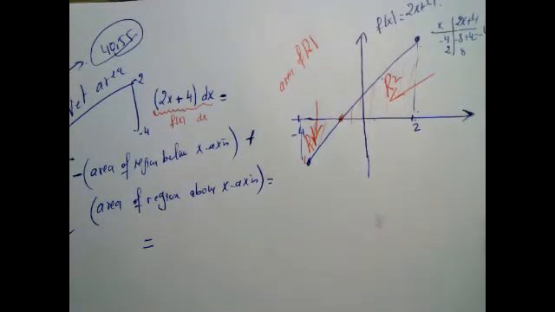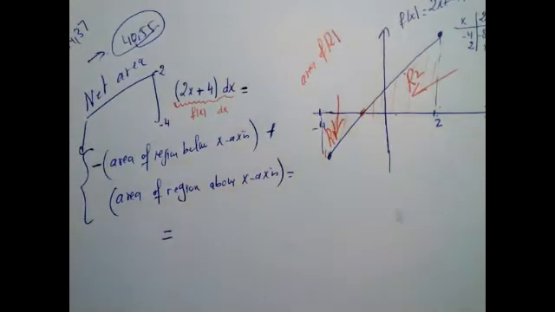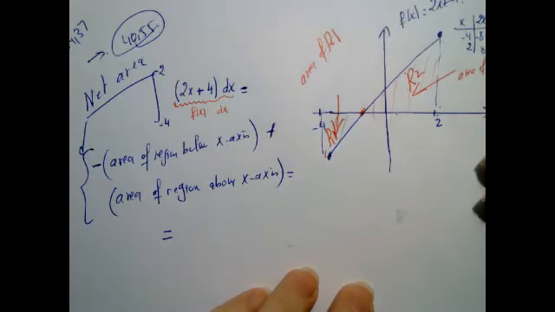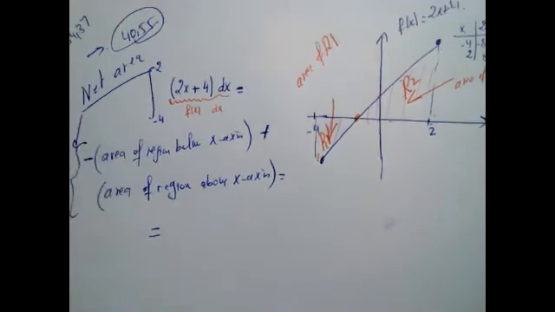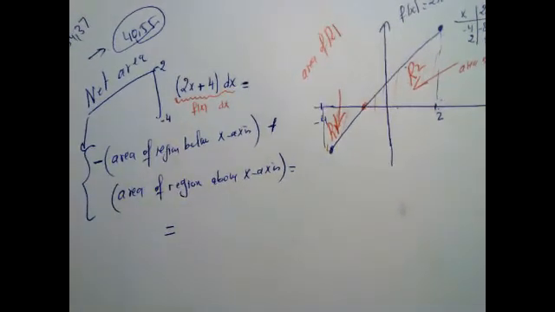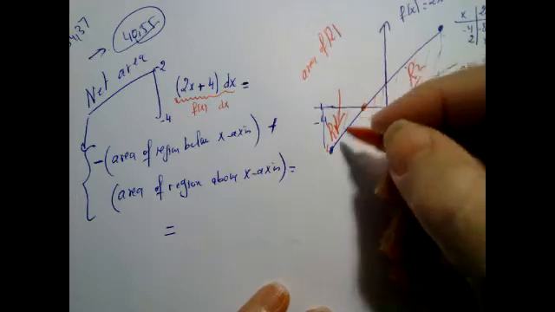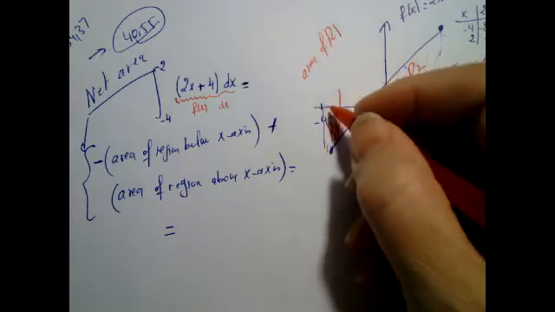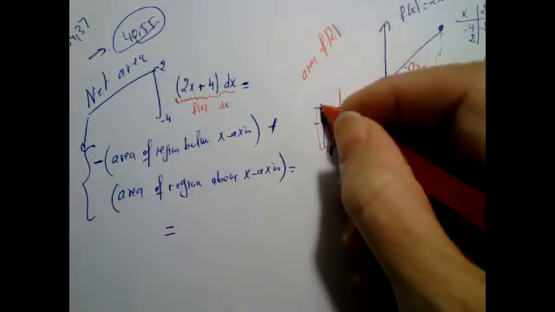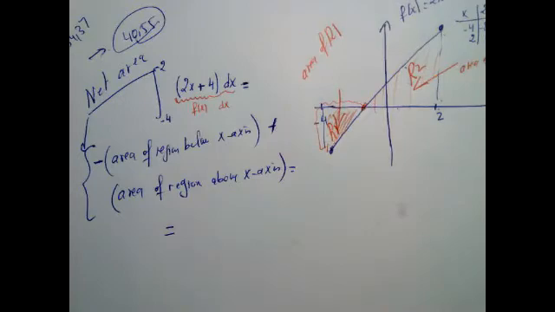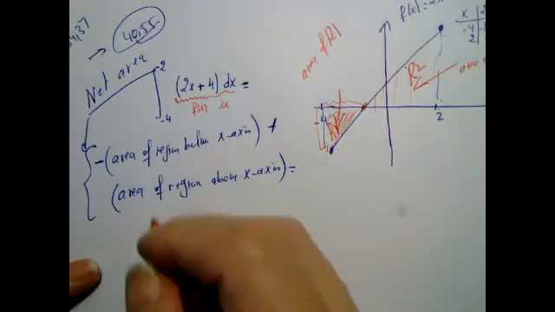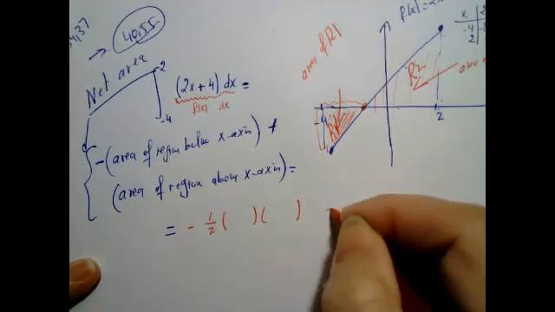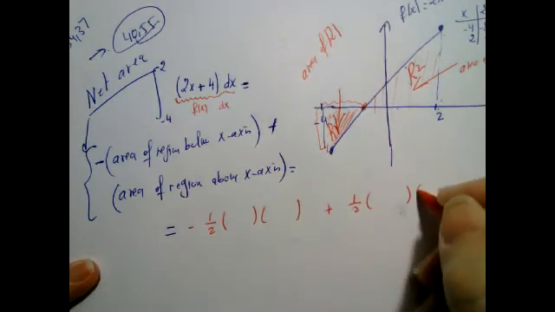How can I find the area of R1? What's the missing data? R1 is a triangle. That's R1. To find its area, it's half the base times the height. Okay, that's a triangle. Area of a triangle, half the base times the height. And the same thing here.